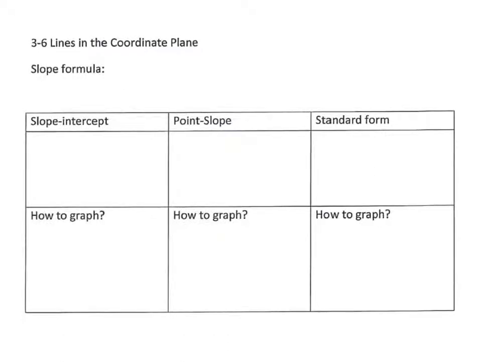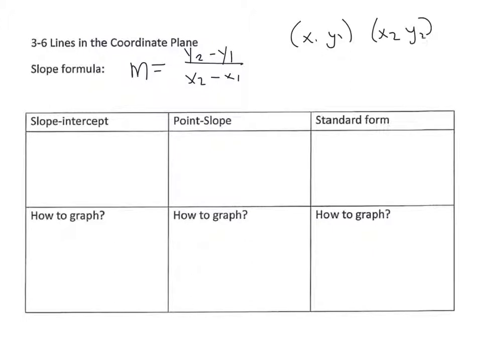This lesson is a review of algebra. So you need to know the slope formula. The slope, which is m, is y2 minus y1 over x2 minus x1. That's finding the slope between two points, (x1, y1) and (x2, y2). You subtract the y's, and then you subtract the x's, going in the same direction.